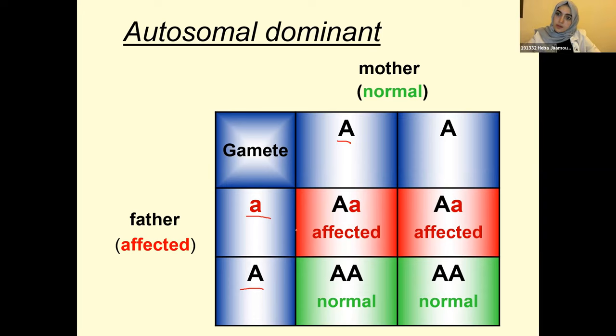Is the affected one dominant or recessive? This is dominant, we consider it dominant, okay? Because the whole pattern is a dominant pattern. So this offspring, because they carry only one, and this is an autosomal dominant disease, we consider them an affected patient. So those will have the disease. Okay? Clear?